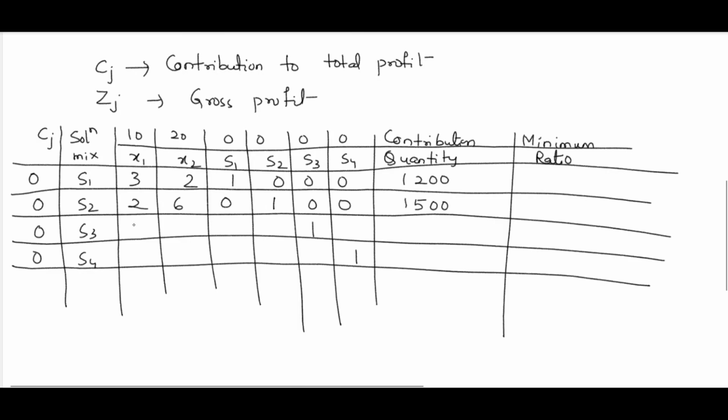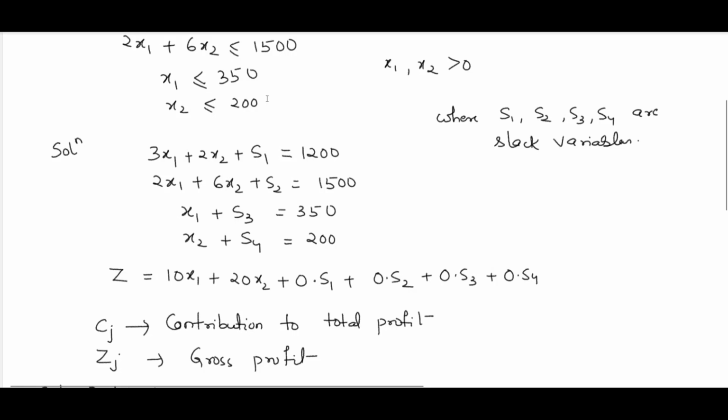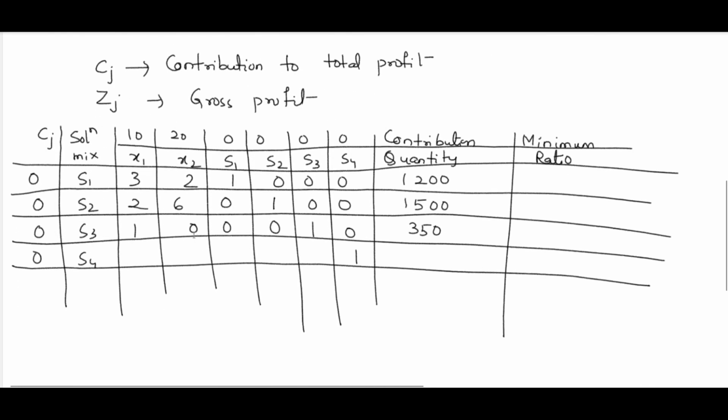It is 1, all other things 0, 0, 0, 350. Then S4, it is S2, there is only X2. X2 is 1, that means S1 is 0, 1, all zeros, and its coefficient is 200. So we have prepared the table.